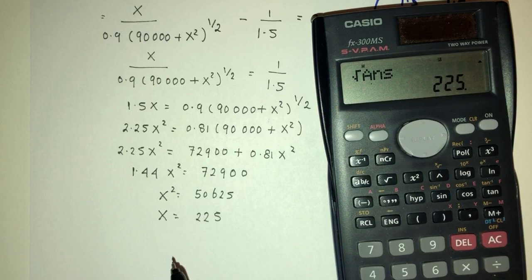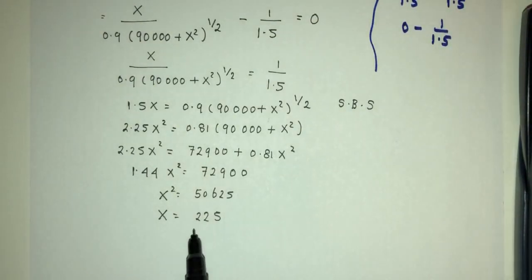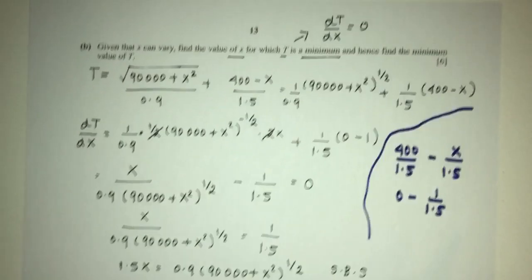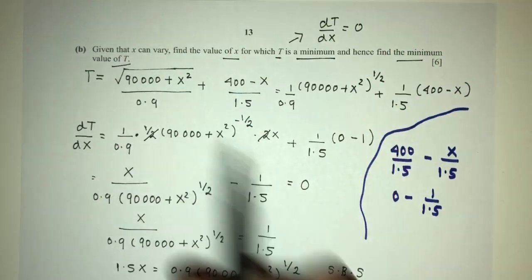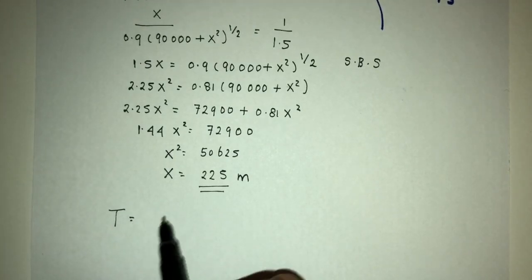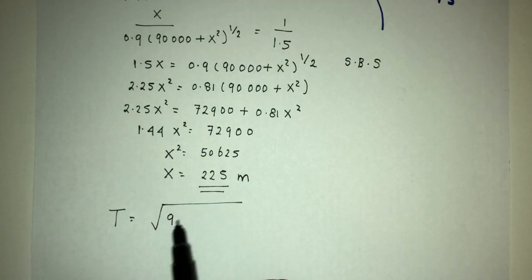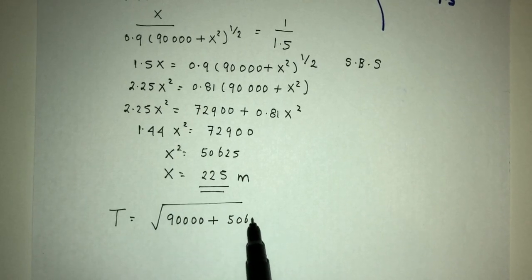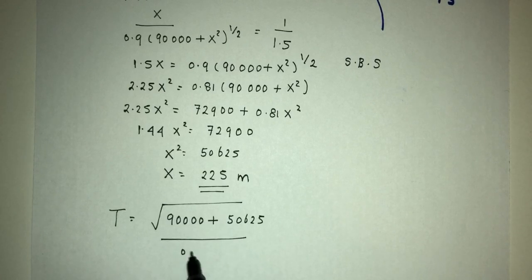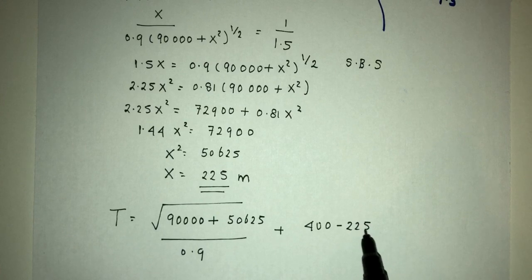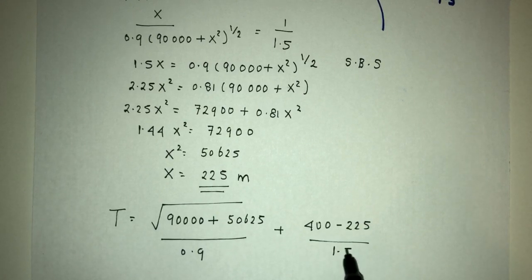Now what is x? X is a length, so length cannot be negative, so we'll take the positive value. Now we know the value of x is 225 meters at the minimum point, so we have to find the value now. Okay, so let's replace that back into the value of t. T was found to be the square root of 90,000 plus x squared, divided by 0.9, plus 400 minus 225 over 1.5.